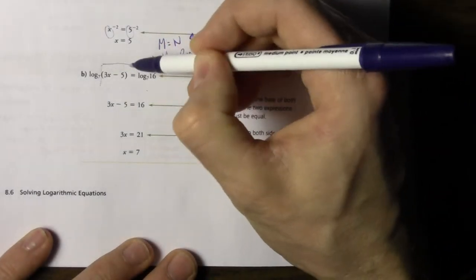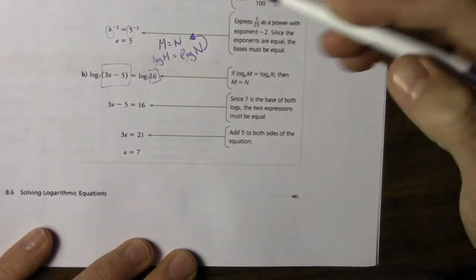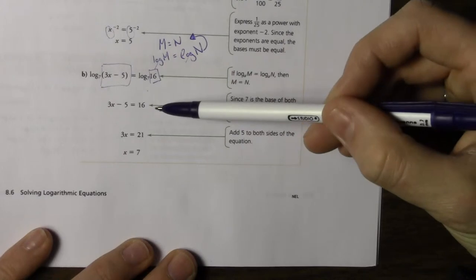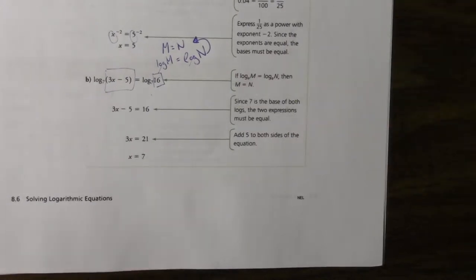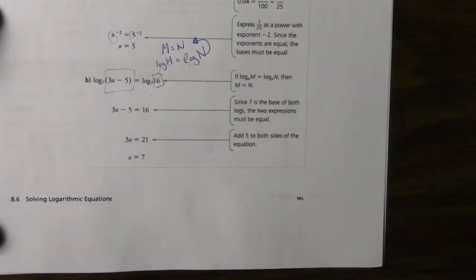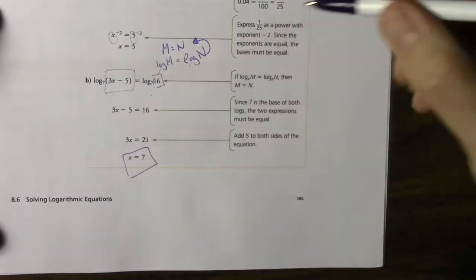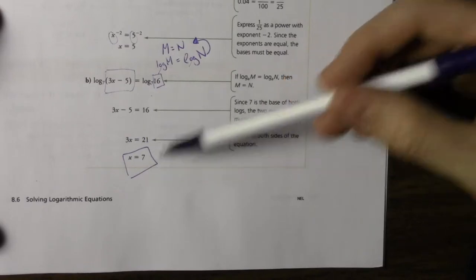And so we're relating this term now to this term. So 3x minus 5 is equal to 16. Any questions there? Okay, and then we just do simple operations and solve for x. X is 7, moving the 5 to the other side, dividing by 3.